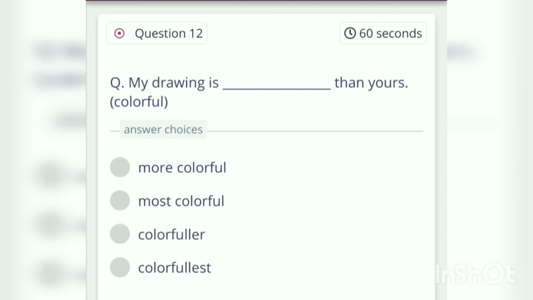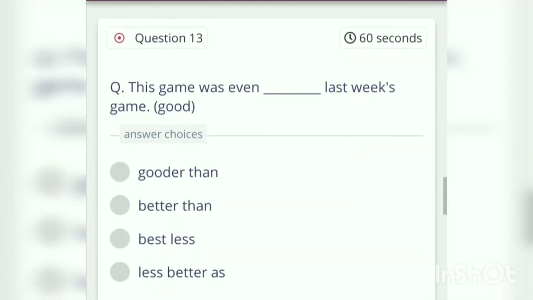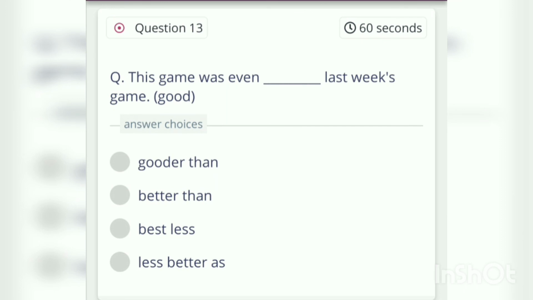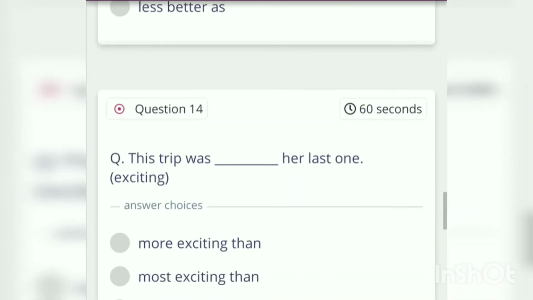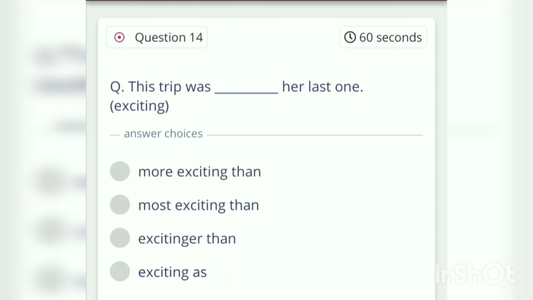Colorful. More colorful, most colorful, colorfuller, colorfulest. This game was even dash last week's game. Gooder than, better than, best, less, better. So choose the correct option. Next question. This trip was dash her last one. Choose the right option. Don't go wrong.